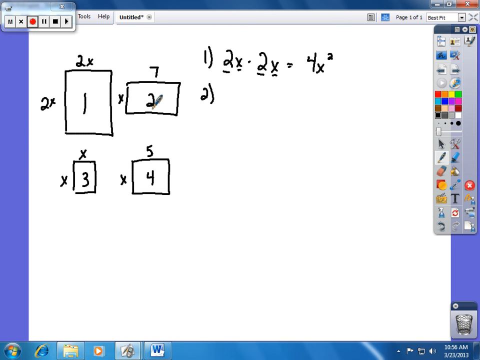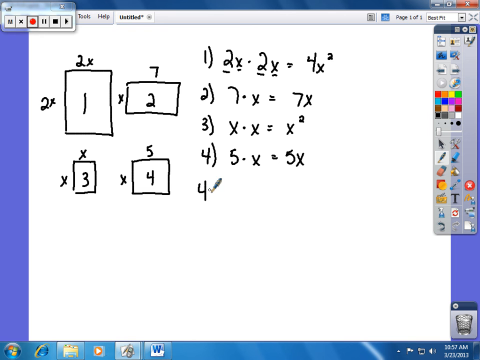So if we look at figure 2 here, we've got 7 times x, and that's just 7x. Since we have a coefficient and a variable, we can't really combine those together in any way, so they just kind of get stuck together like that. And then for figure 3, we have x times x, which is x squared. And then our last one here, we've got 5 times x, which again, as we saw in figure 2, is just 5x. And now, from here, we're going to add all of these values up.